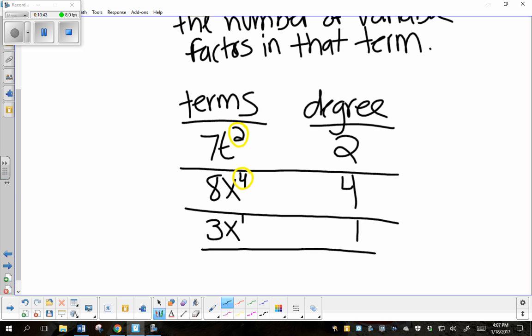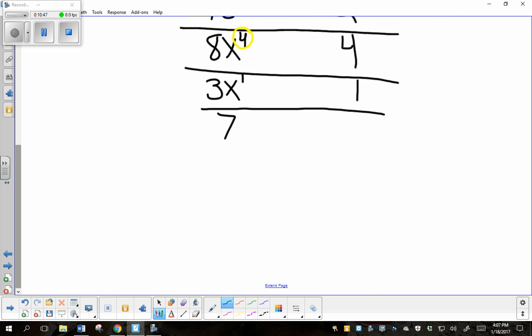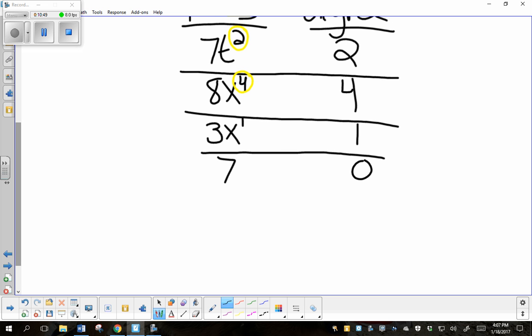You could even have something that has no letters on it, like just a number or a constant, like 7. That has a degree of 0 because it has no variable factors. Now let's do one that's a little bit more complicated like this: 9x squared y z to the 4th.